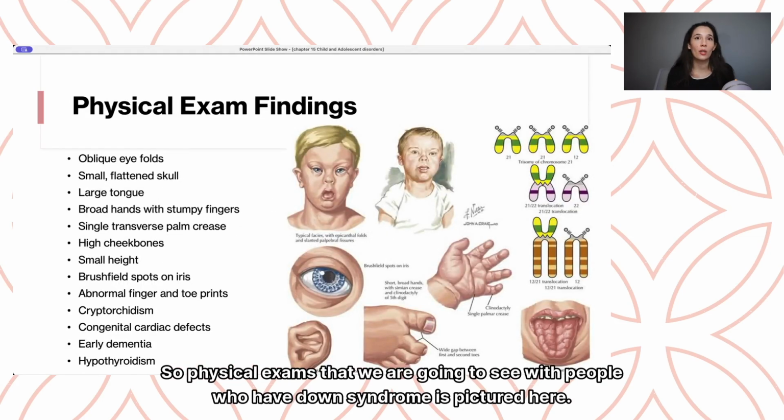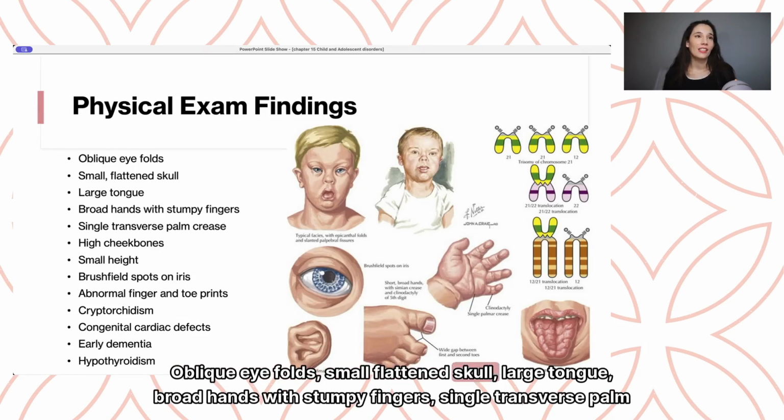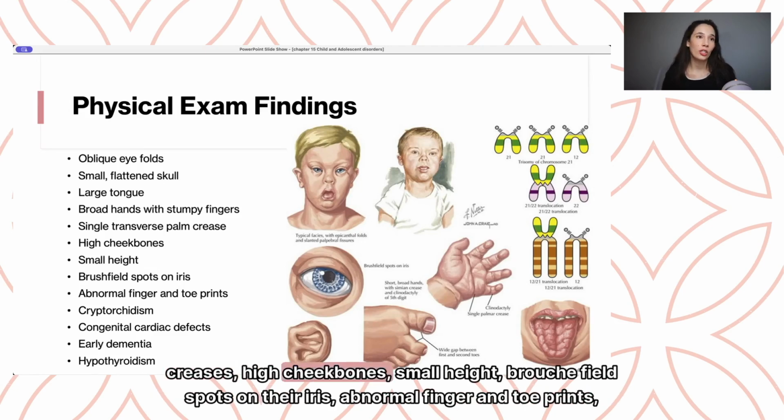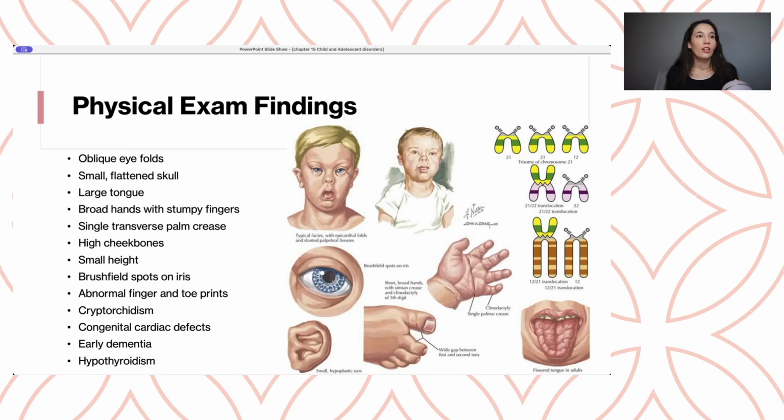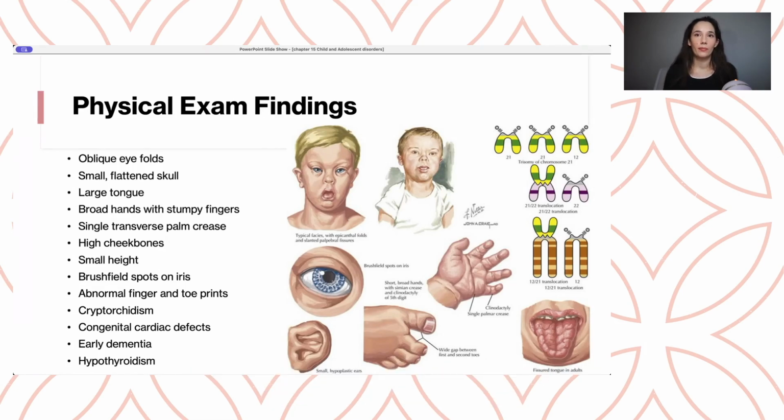So physical exams that we are going to see with people who have, like Down syndrome is pictured here. Oblique eye folds, small flattened skull, large tongue, broad hands with stumpy fingers, single transverse palm creases, high cheekbones, small height, Brushfield spots on their iris, abnormal finger and toe prints, cryptorchidism, congenital cardiac defects, early dementia, and hypothyroidism. You can see examples of those there.